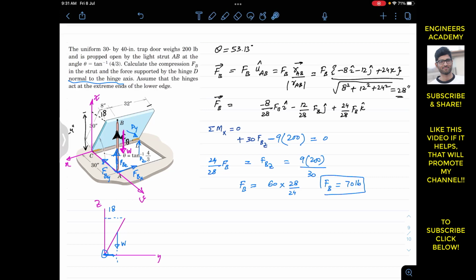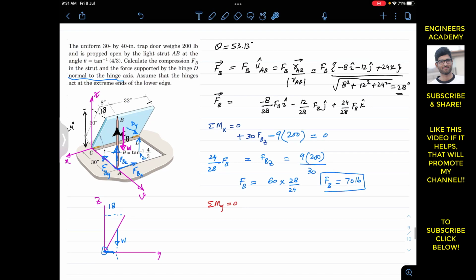Now to find this dy and dz, we need to apply the summation of moment about the y-axis. Let's say if I apply the summation of the moment about the y-axis, this will be equal to 0. This strut force is intersecting with the y-axis, so the strut force is not going to produce the moment about the y-axis. So the weight is going to produce the moment about the y-axis, and dz is going to produce the moment about the y-axis, since dy is parallel to the y-axis.